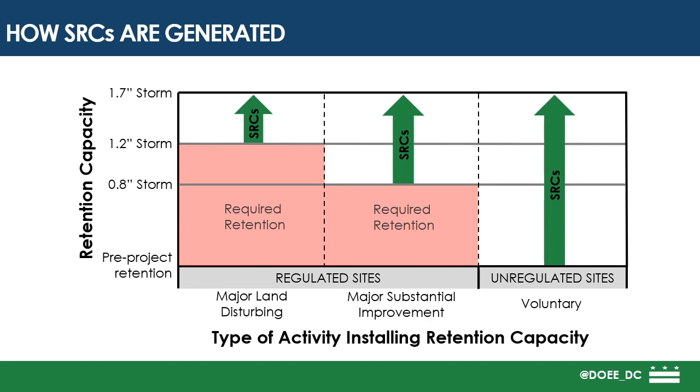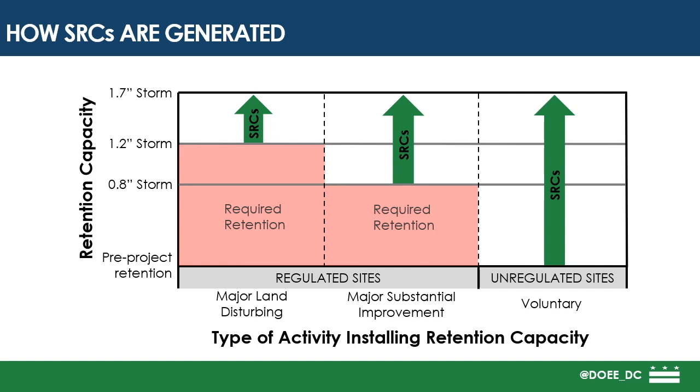Let's take a moment to look at how SRCs can be generated from various projects. As we just covered, regulated projects have a stormwater retention volume, or SWRV, and are required to manage their stormwater to varying degrees, to the 1.2-inch storm for major land disturbing projects, and to the 0.8-inch storm for major substantial improvement projects. Regulated projects are able to generate SRCs through overcompliance or designing their on-site green infrastructure to retain stormwater in excess of their stormwater retention volume, but capped at the 1.7-inch storm.